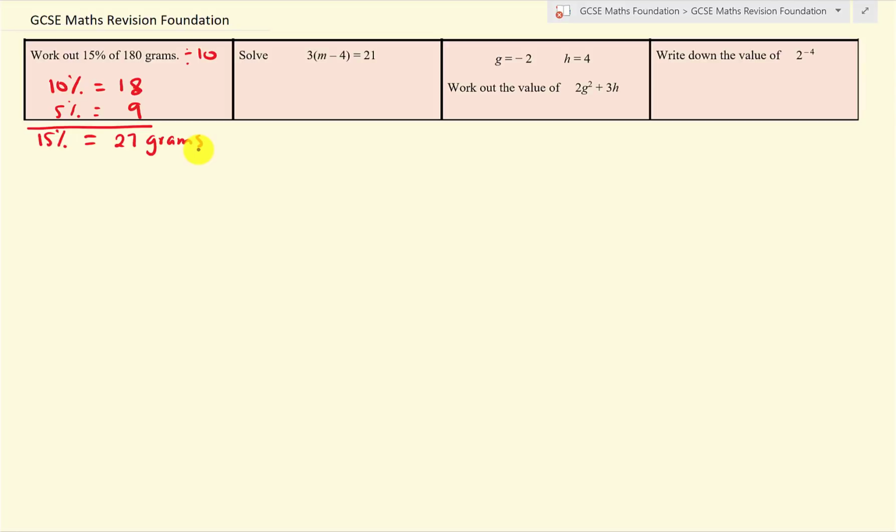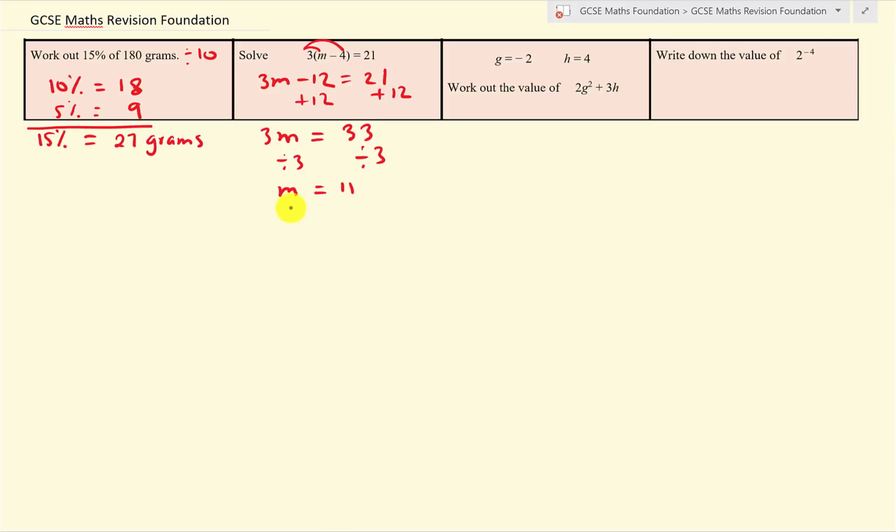Next, solve. You can see there's a set of brackets there, so before you solve it, you can expand the brackets, or you can divide by 3 both sides and then solve it. I'll do both ways, so you get to see both ways. Let's expand the brackets first. So 3m minus 12, 3 times minus 4 is minus 12, is equal to 21. Add 12 on both sides. That gives us 3m is equal to 33. Divided by 3 both sides, m is equal to 11.